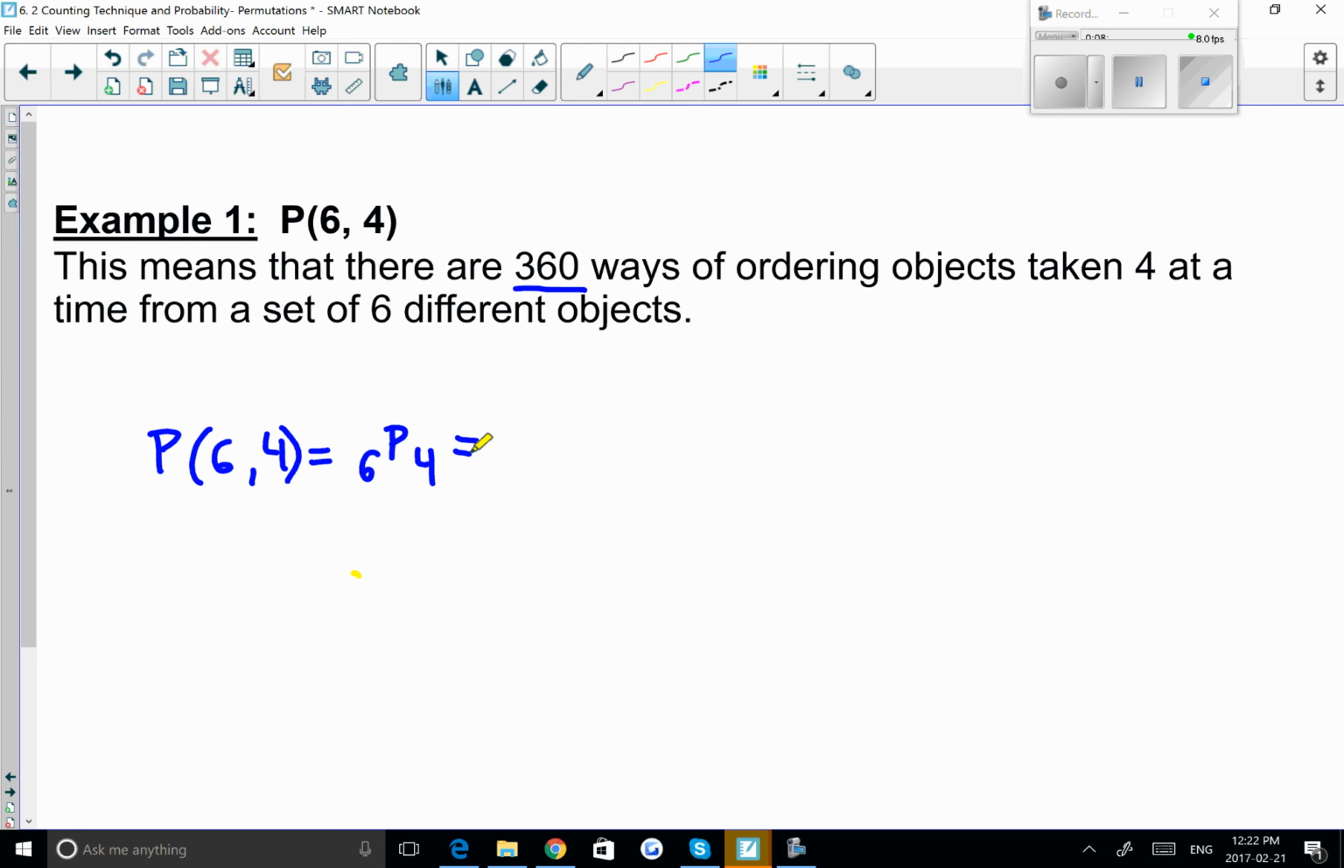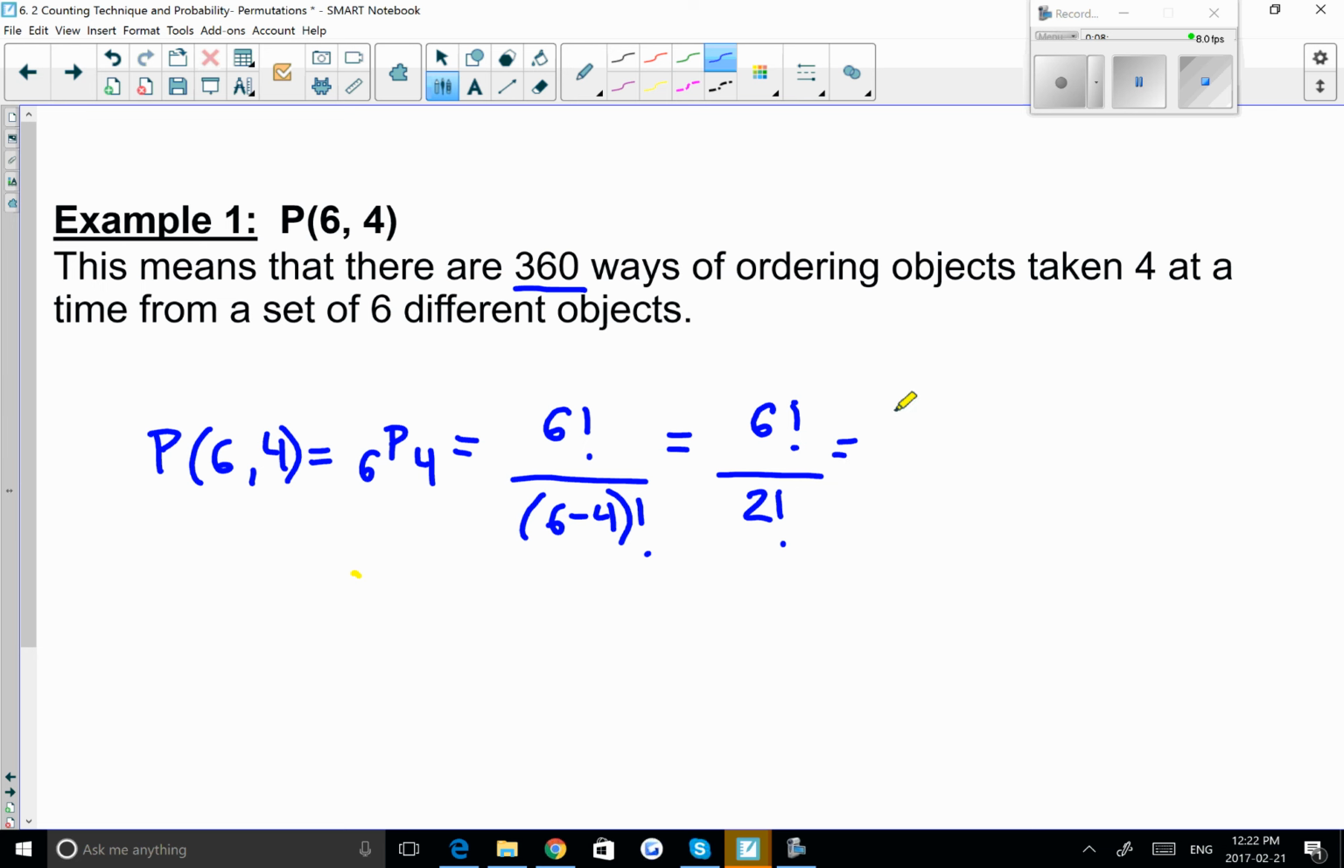Using the formula, this would be 6 factorial over 6 minus 4 factorial. Okay. Which is equal to 6 factorial over, because this is in brackets, we can simplify that, 2 factorial.